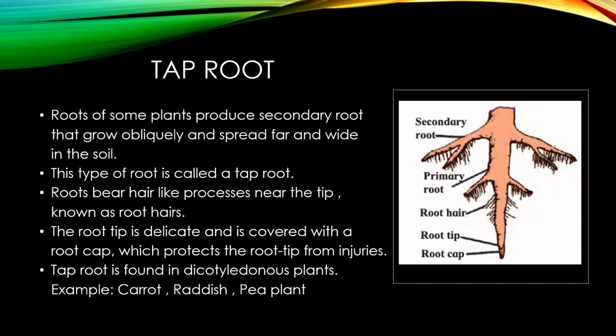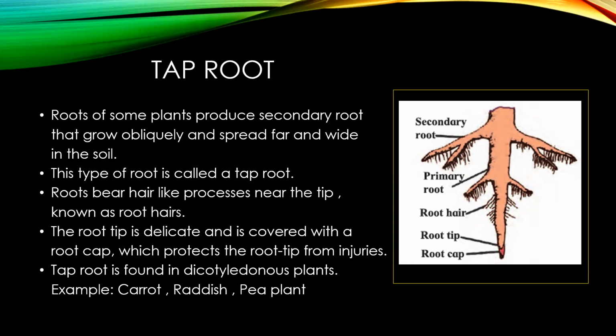Roots of some plants produce secondary roots which grow obliquely and spread far and wide in the soil. As you can see over here in the picture, this is the main root, and you can see some secondary roots growing in an oblique direction. The main root is also known as the primary root. Such kind of root, if it is found, we call it a taproot.